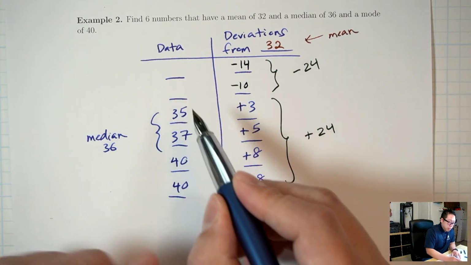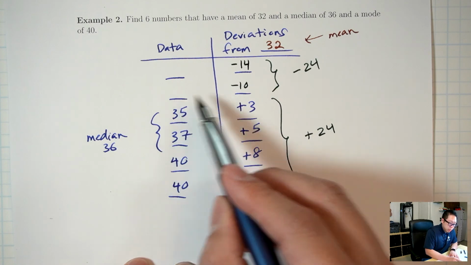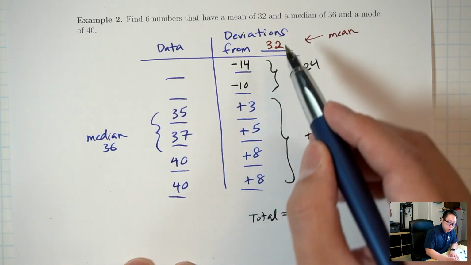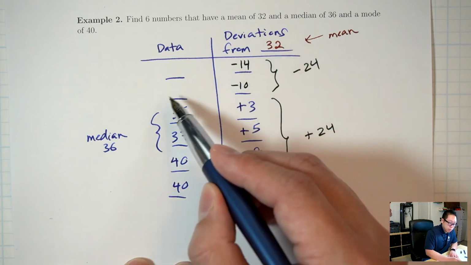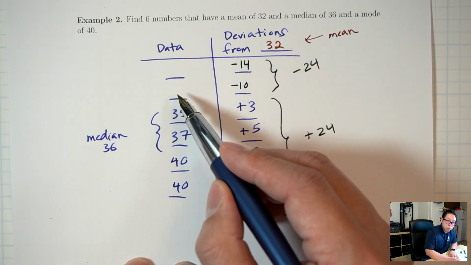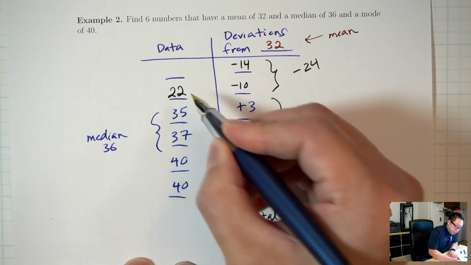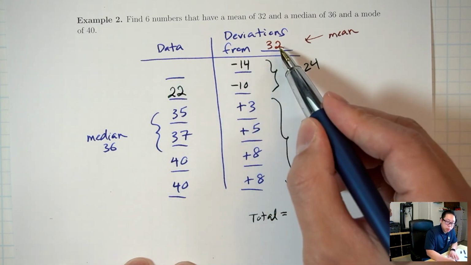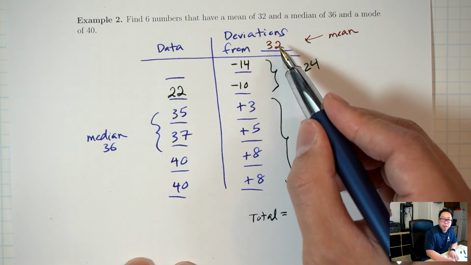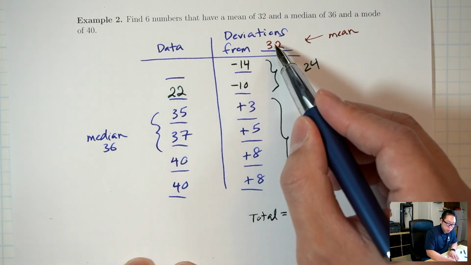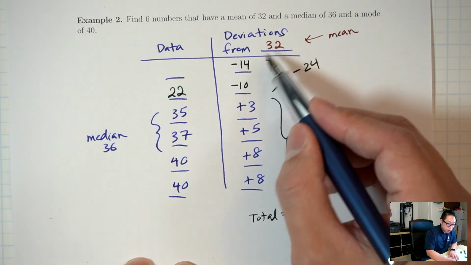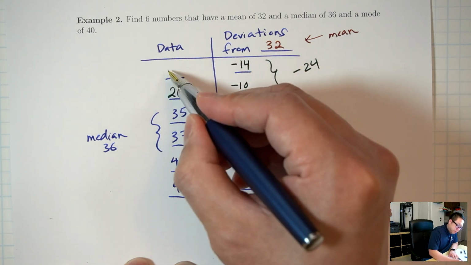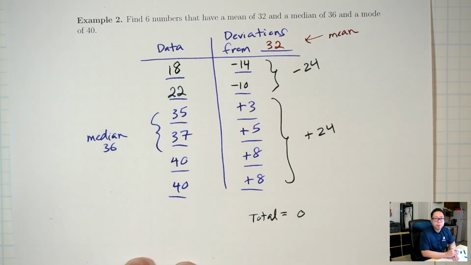And then this negative 10 means this data value is 10 below 32. So the number that's 10 below 32 is 22. And then this data value is 14 below 32. And if you can't do it in your head, just do 32 minus 14. So 32 minus 14 is 18, I think. Okay.